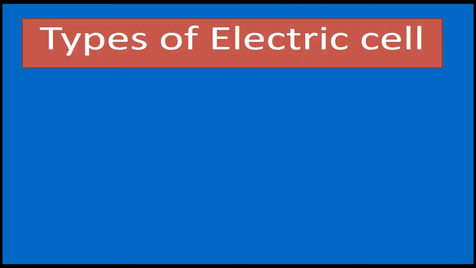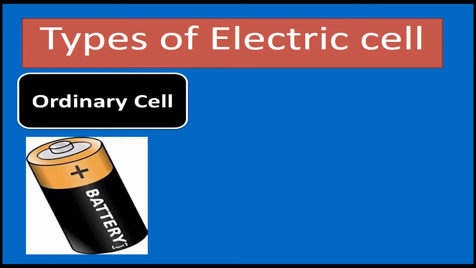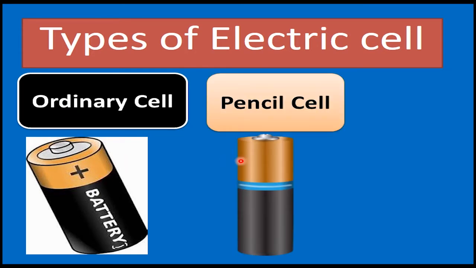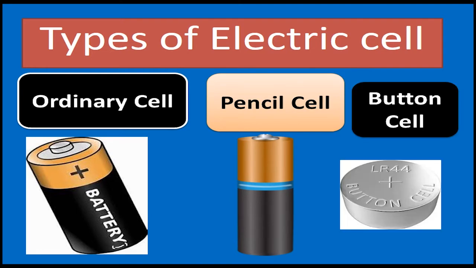Types of electric cell. There are mainly three types of electric cell: ordinary cell, pencil cell and button cell.